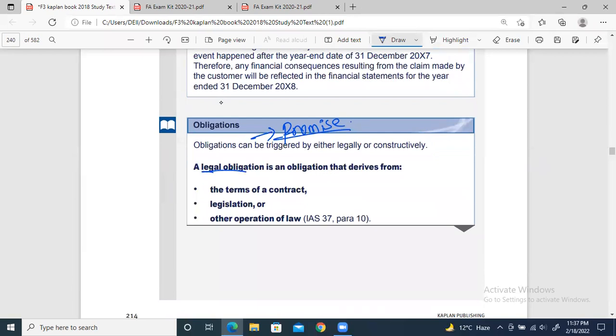A legal obligation is an obligation that derives from the terms of a contract, legislation, or other operation of law. So there is an exam in ACCA, which is F4, and it is known as law, the exam for corporate law.